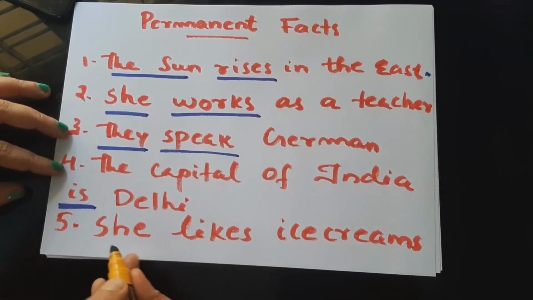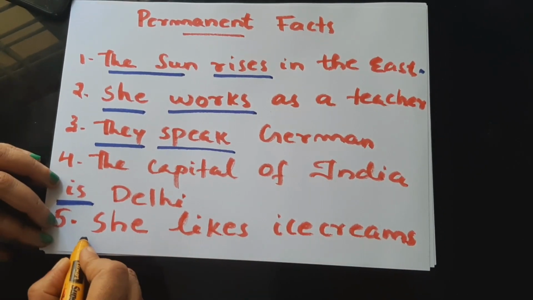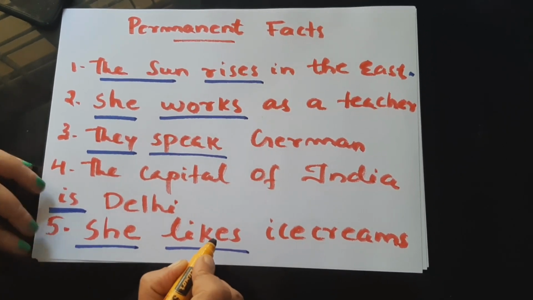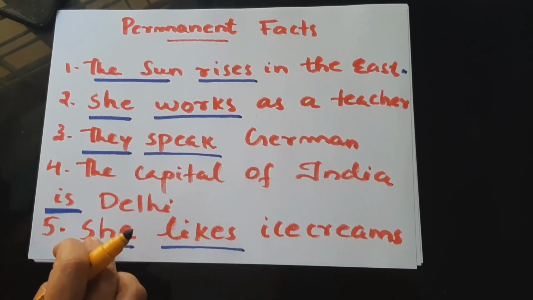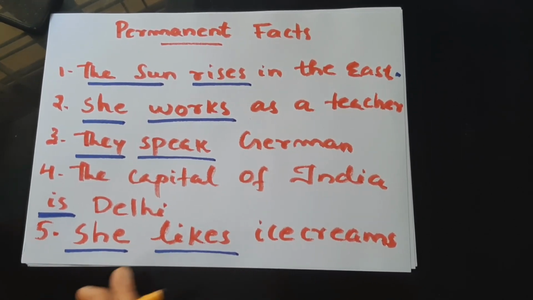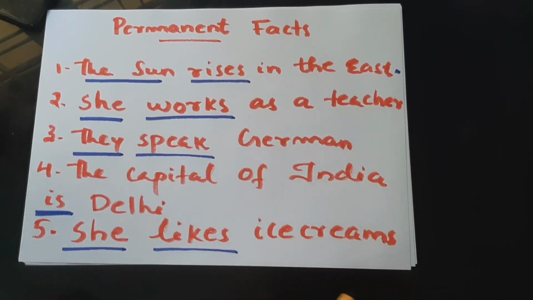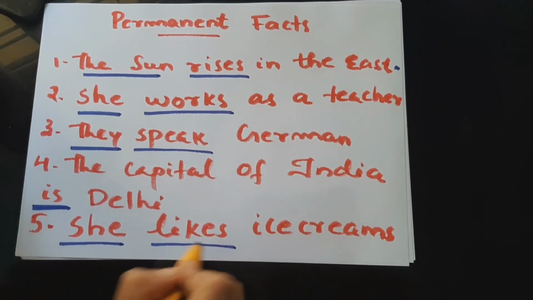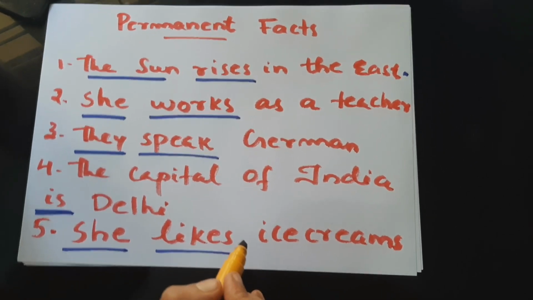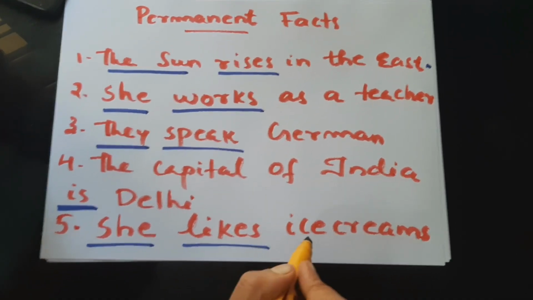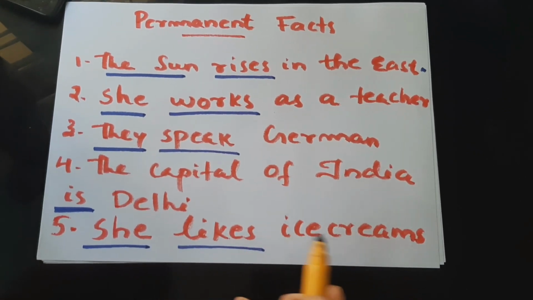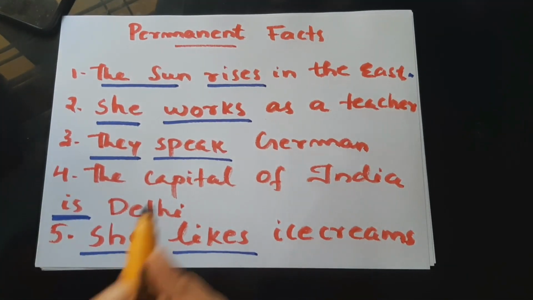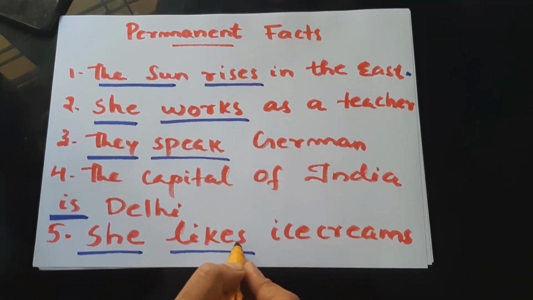Next, she likes ice creams. She is a singular subject, so we use the singular verb, likes. Singular subject, singular verb. She likes ice creams. It's her liking for ice creams. This won't change; it would be there with her forever. So that liking, her liking for ice cream, can also be considered a permanent fact. So that's why we opted for simple present tense here.